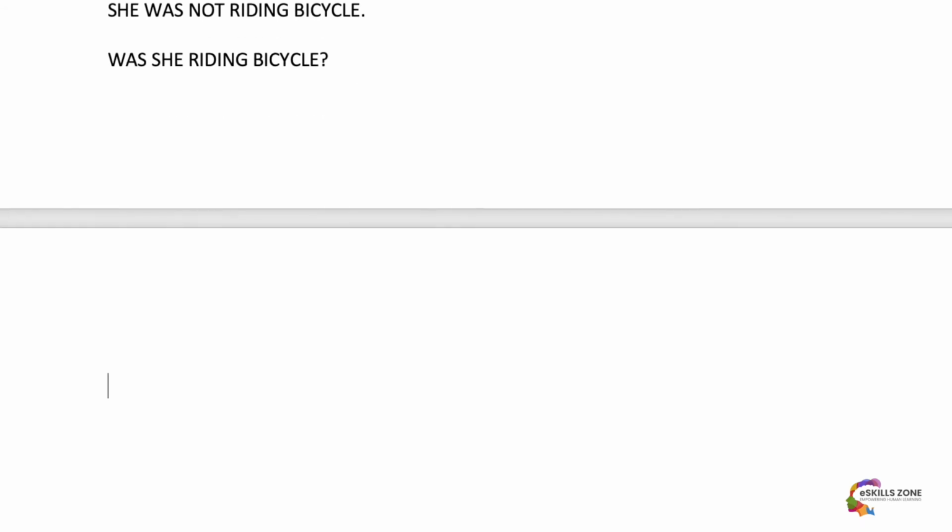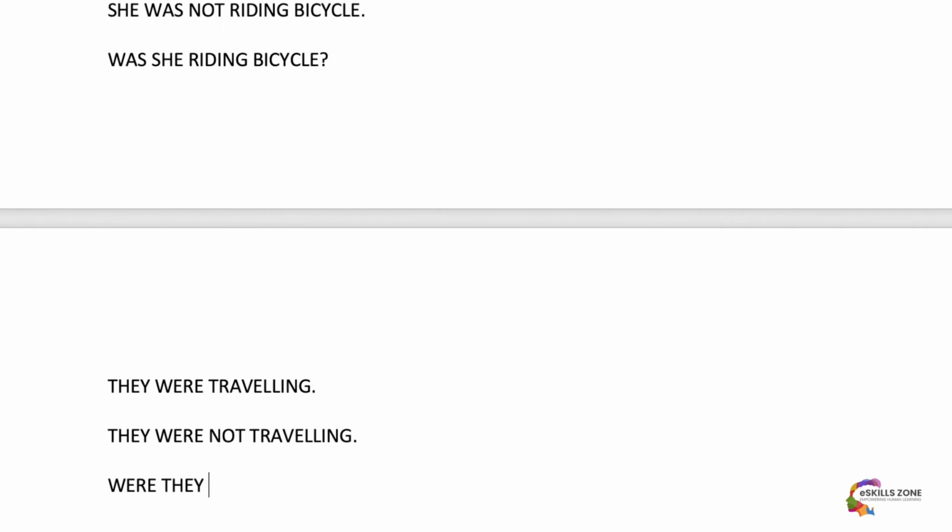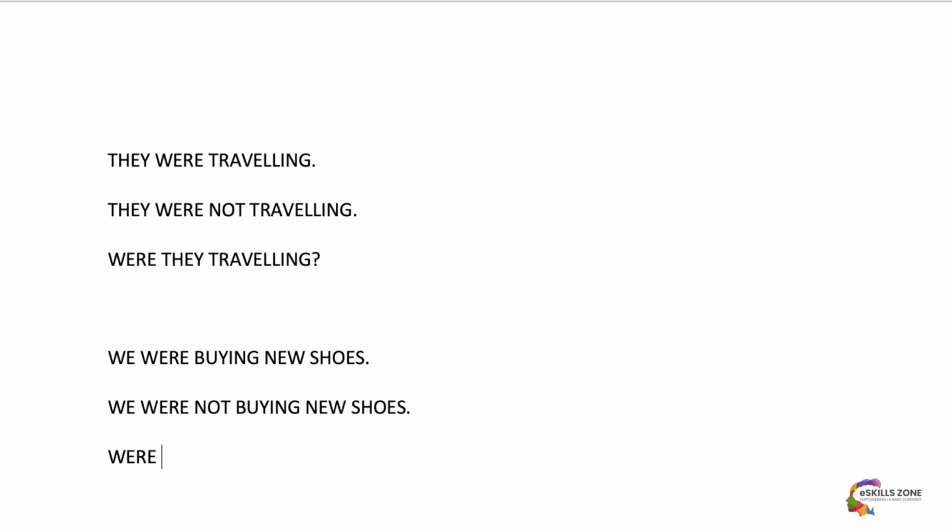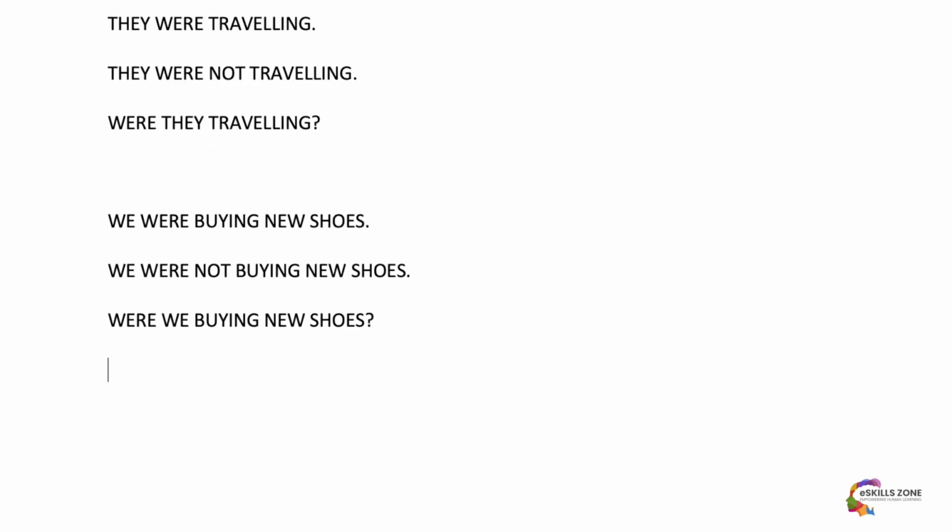So let's have some more examples. They were traveling. They were not traveling. Were they traveling? Question mark. Let's have some more examples. We were buying new shoes. We were not buying new shoes. Were we buying new shoes? Question mark.